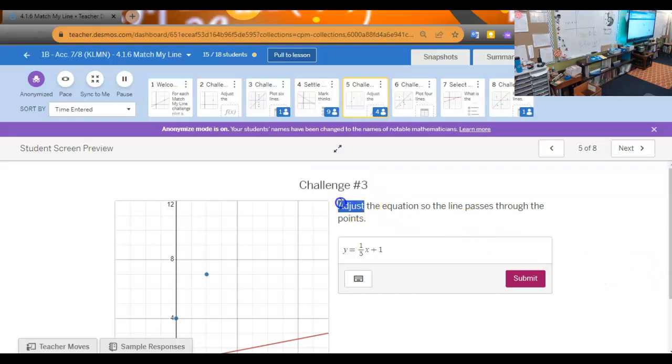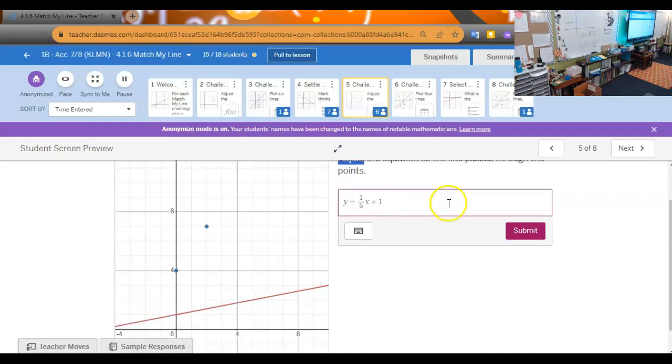Adjust the equation. Ooh, so it passes through the points. We gotta hit both of those blue points. I think we see the y-intercept. I think we can count to figure out the slope.